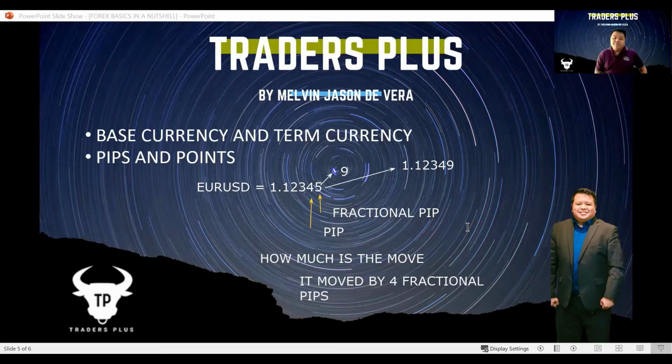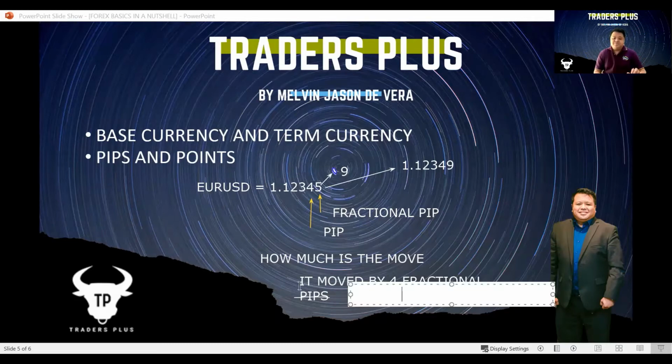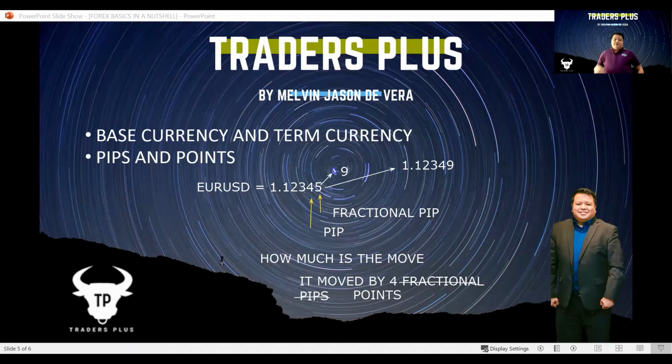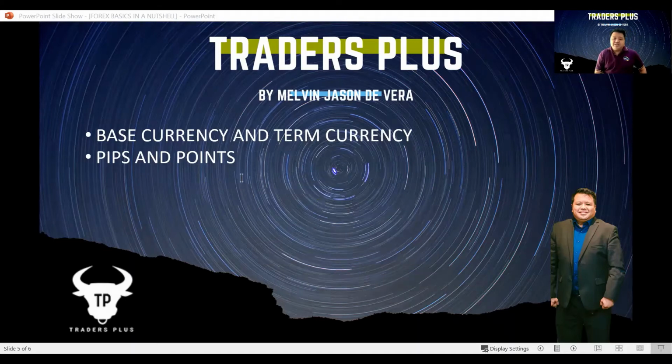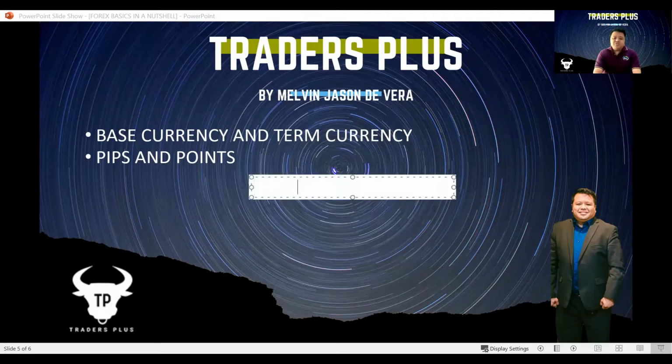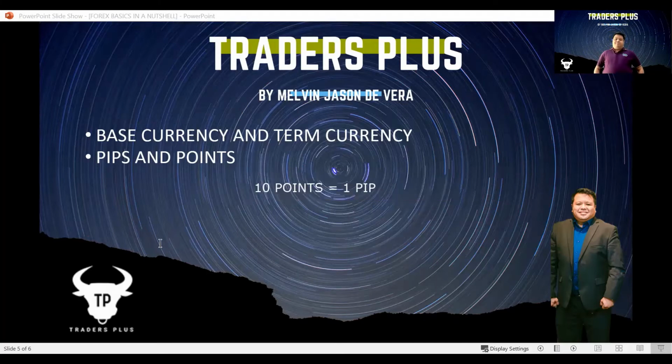Now, there's another term for the fractional pips. We can actually, instead of mentioning fractional pips, we can use the word points. So, it moved by 4 points. Okay. So, what happens if the 9 became 10? We know the math, right? The 5 will become 0 and the 4 preceding 5 will become 5 kasi parang carry 1. Okay? Therefore, nagkakaroon tayo rito ng equation na sinasabi natin that 10 points is equivalent to 1 pip. Okay? So 10 points is equivalent to 1 pip.